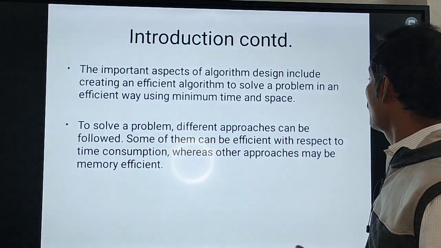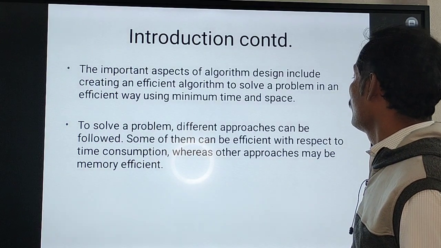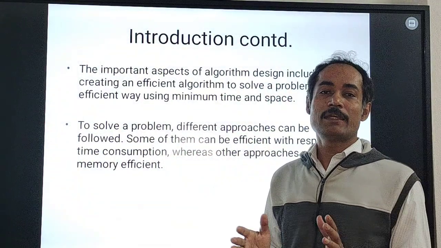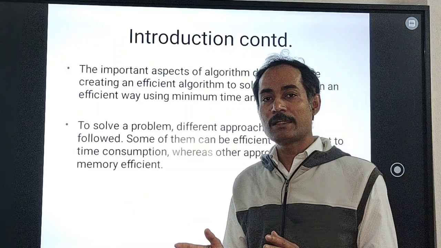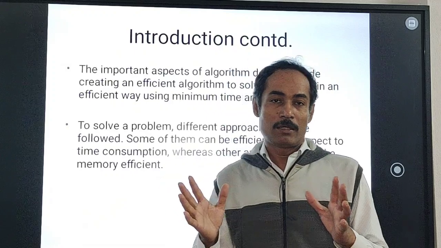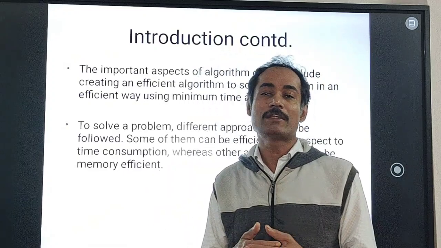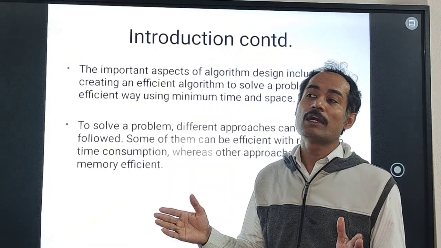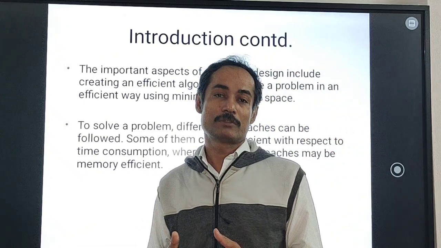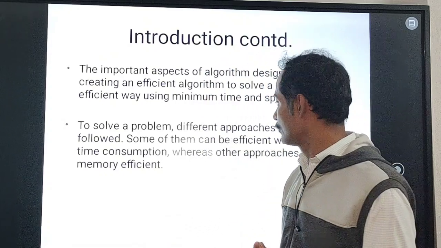To solve a problem, different approaches can be followed. Some of them can be efficient with respect to time consumption, whereas other approaches may be memory efficient. So we can achieve efficiency in two ways, either in terms of time or in terms of memory. When we are considering time, maybe the logic or the program will contain a smaller amount of memory, so that the execution time will be less. The more space an algorithm or program occupies, the more time it will take to execute, and hence it leads to a less efficient algorithm or programming approach.